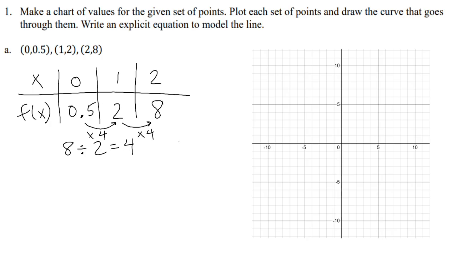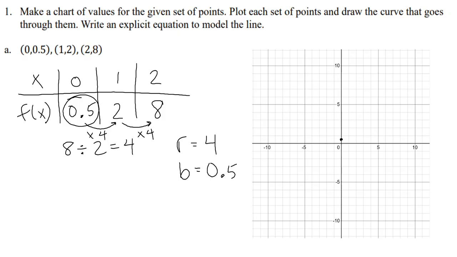So we can see that our common ratio here is going to be 4. And our b value, we should see, is going to be 0.5, because that's the value when x is 0. So we're ready to plot the points, draw the curve, and write the explicit equation. So the first point, the x value is 0 and the y value is 0.5. So 0.5 is a half. So that's going to be halfway between 0 and 1.